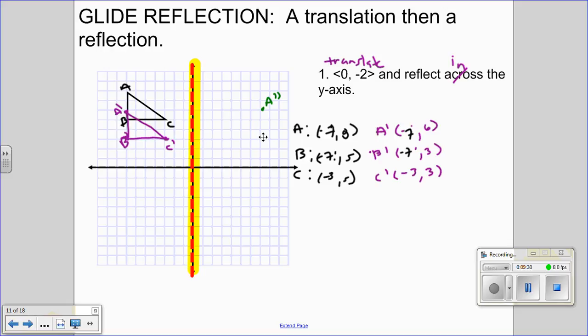Same thing for B. There's B double prime. Now C is only 3 units away from the y-axis, so that means C double prime will also be 3 units from the y-axis. So here would be the reflected triangle. And this would be the final image.